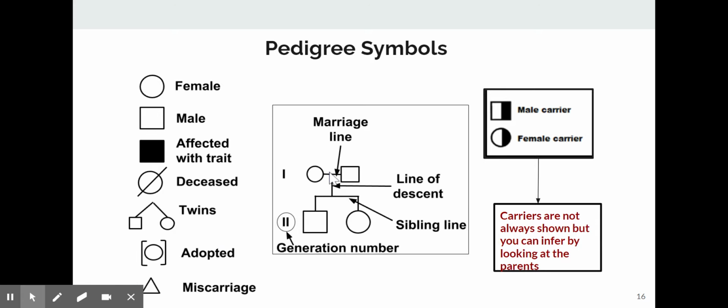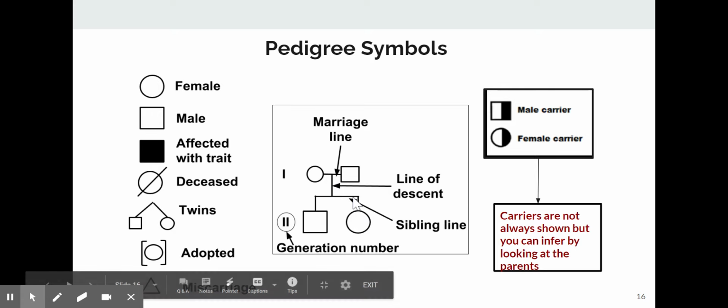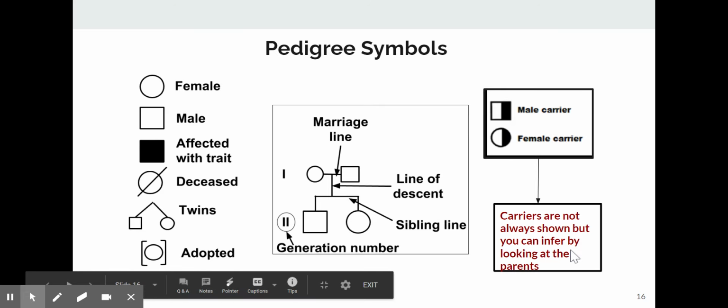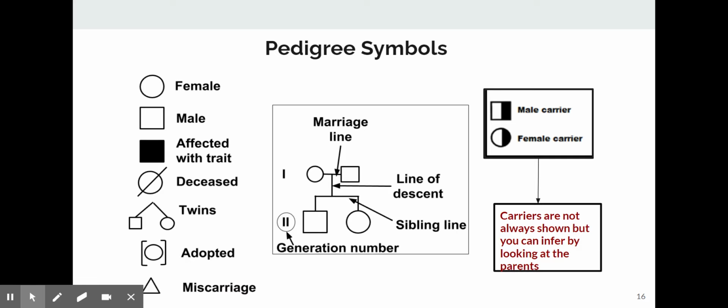A line joining a circle and a square in this way shows marriage, and this vertical line shows the line of descent, and this line that's written like this shows siblings, right? So the kids of a marriage. The Roman numerals on the side are your generation number. If something is half shaded, then that means that they're a carrier. Carriers are not always half shaded. Sometimes they're not shaded at all because shaded means you're affected.